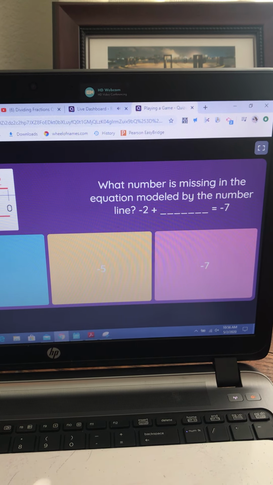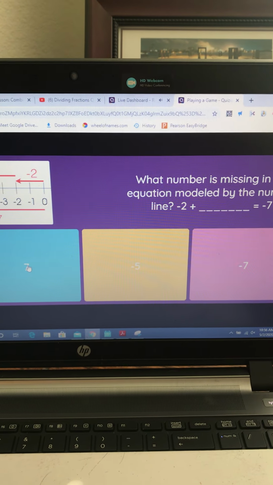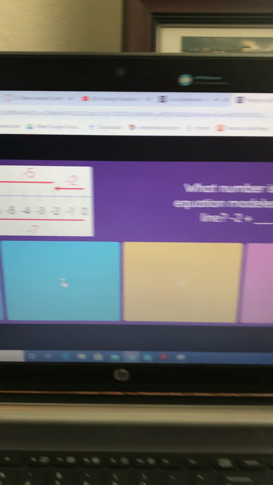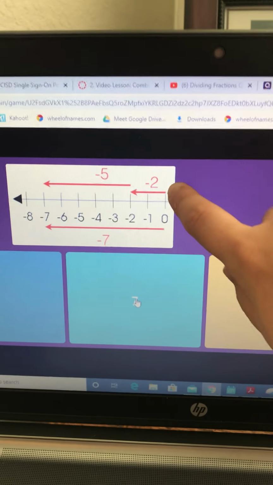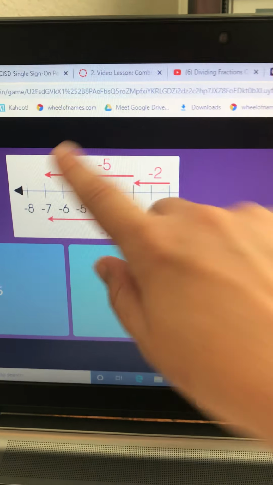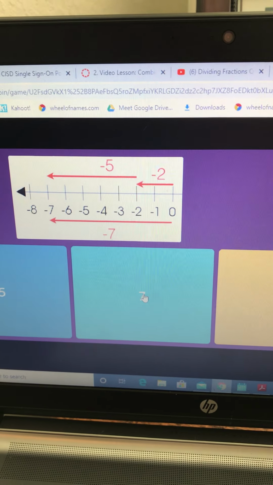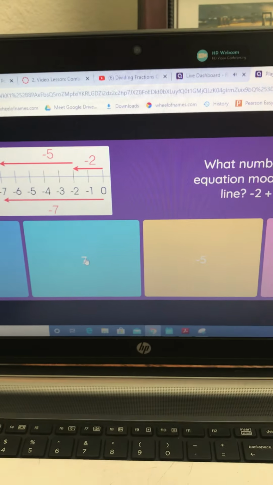Which number is missing in the equation modeled by the number line? So we start with negative 2, and what are we adding on? Well, here we're still going in the negative direction, so we're adding a negative 5 to get a total of negative 7.